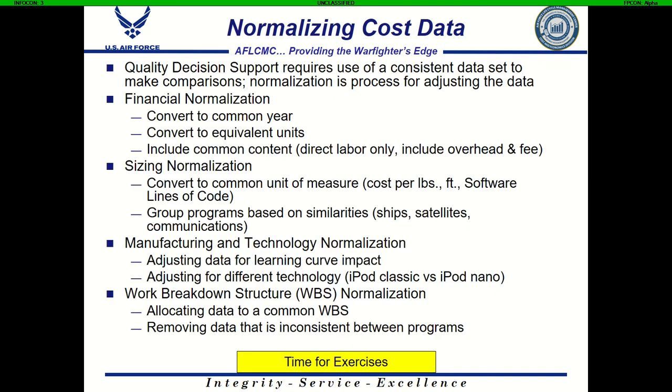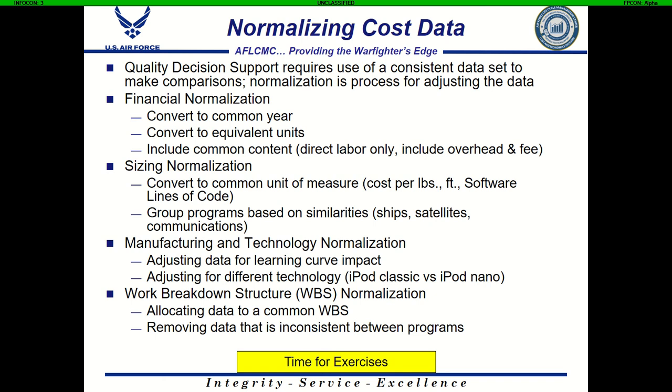Next topic here is the normalizing of cost data. In order to provide quality decision support, we need to have a consistent data set to make our comparisons in order to help facilitate the calculations necessary to make forecasts, to support decisions or to help inform decisions that need to be made. This process is called normalization.